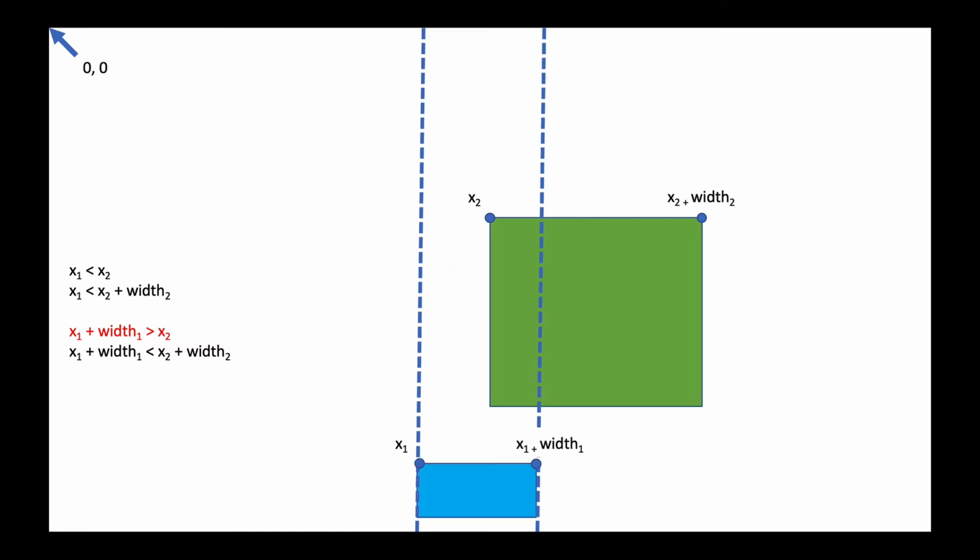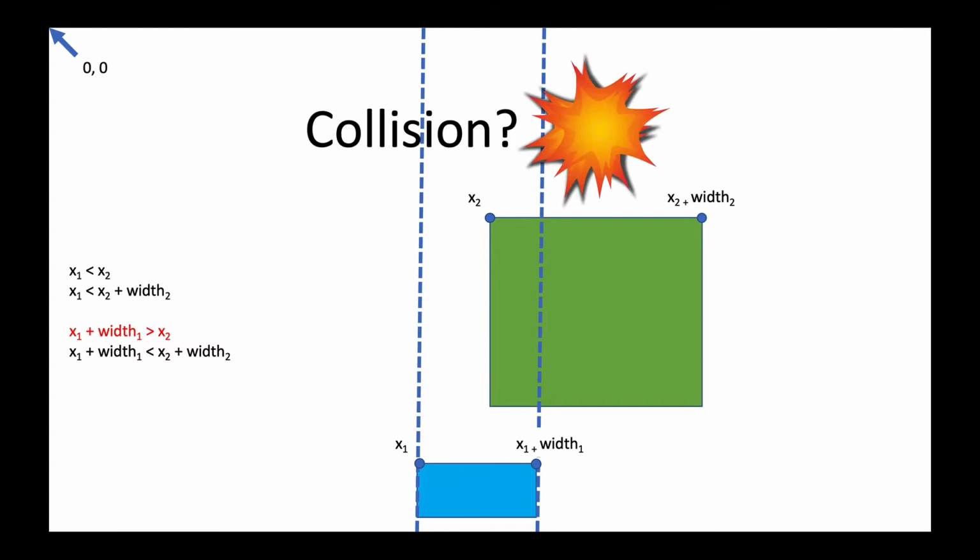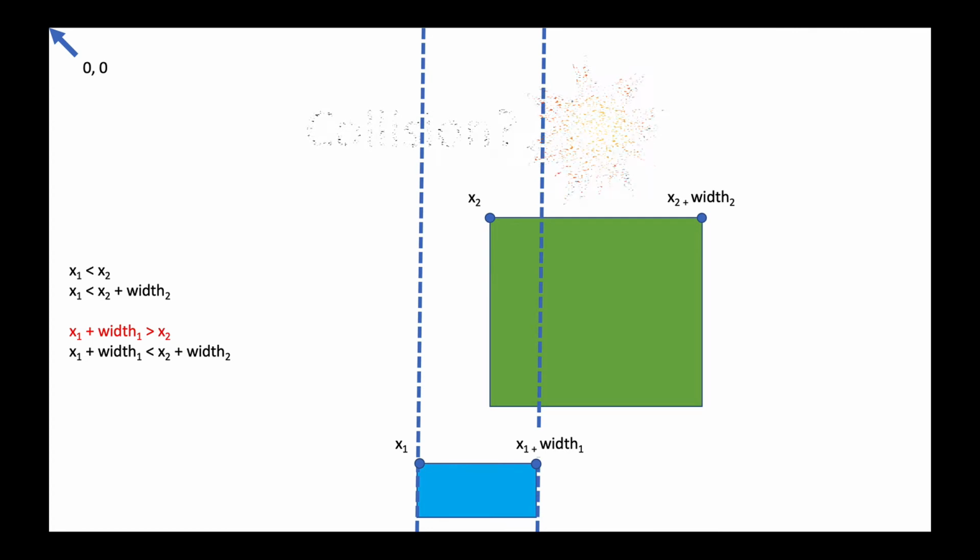And here's the answer. Here you can see that the corner x1 plus width 1 is still greater than the coordinate x2, looking along the horizontal axis. However, we're not colliding. So it's not enough to just look at these x-coordinates and conclude that there is a collision. We also have to consider the y-coordinates as well.